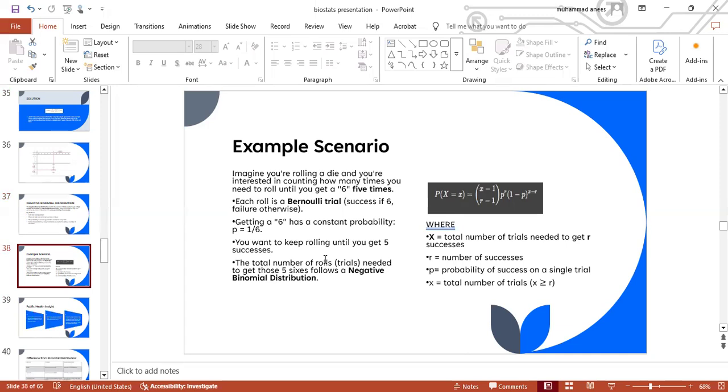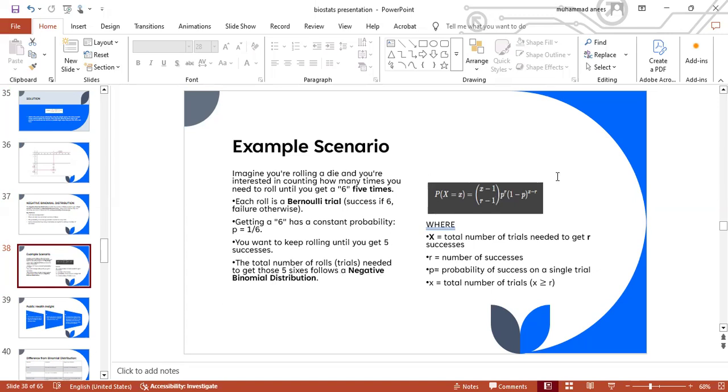Here is an example scenario for using the negative binomial distribution. Imagine you're rolling a die and you're interested in counting how many times you need to roll until you get a total of 5 sixes. Each roll is a Bernoulli trial: success if 6, failure otherwise. Getting a 6 has a constant probability, that is, a chance of 1 by 6. So you want to keep rolling until you get 5 successes. The total number of rolls or trials needed to get these 5 sixes follows a negative binomial distribution.